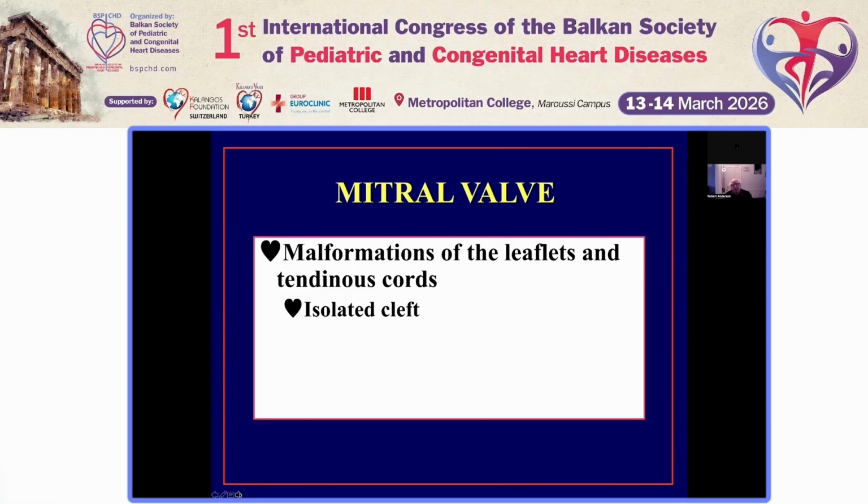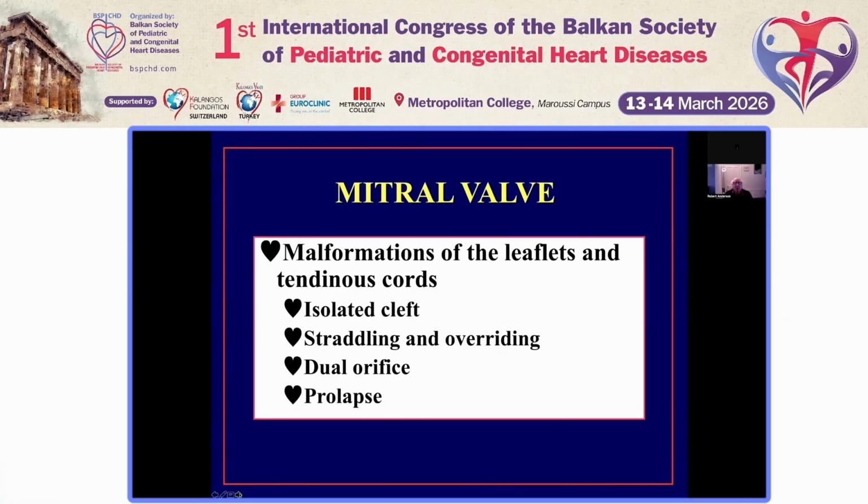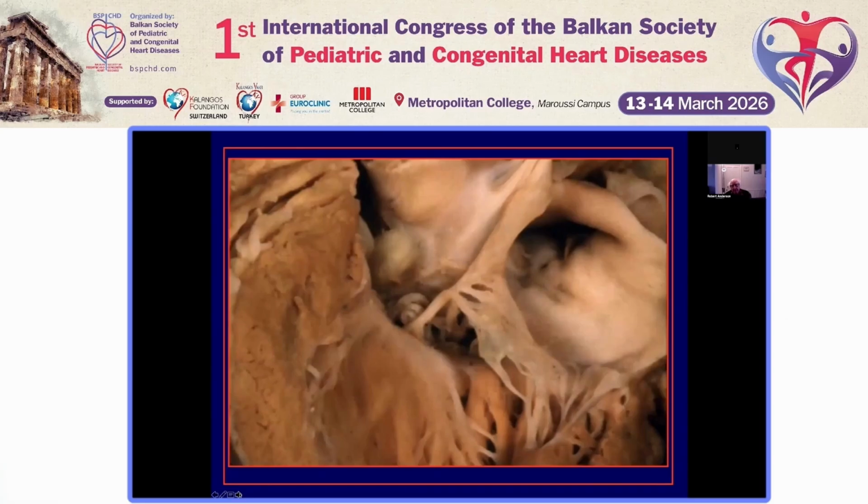And here we must distinguish the isolated cleft, which is a true cleft. Again, distinguish that from the zone of apposition between the bridging leaflets we see in the setting of atrioventricular septal defect. We must recognize straddling and overriding of the valve, along with its dual orifice, but most importantly, the prolapsing valve. So here you see a very nice picture of the isolated cleft.